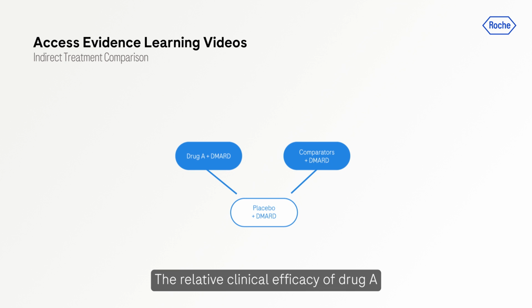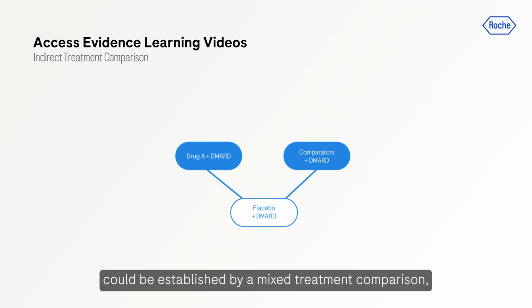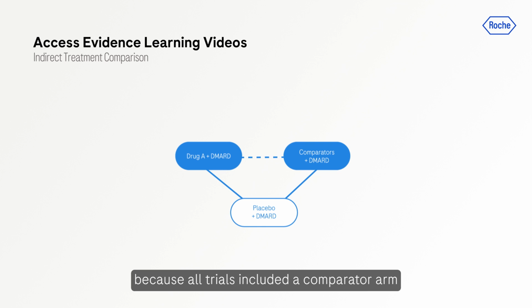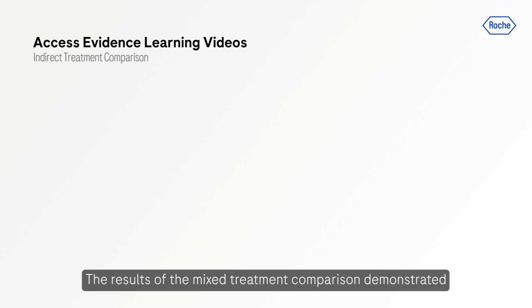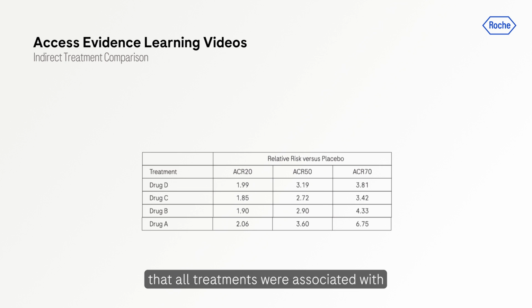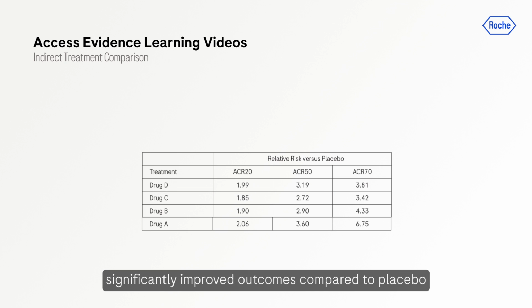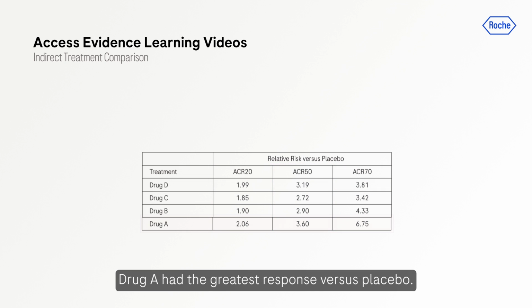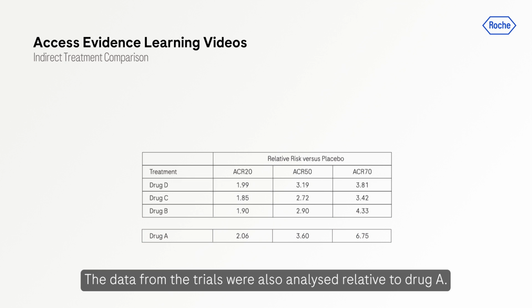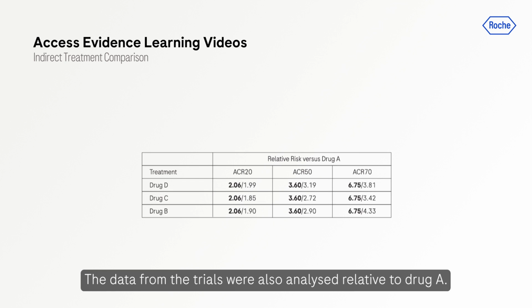The relative clinical efficacy of drug A could be established by a mixed treatment comparison, because all trials included a comparator arm containing patients treated with traditional DMARDs plus placebo. The results of the mixed treatment comparison demonstrated that all treatments were associated with significantly improved outcomes compared to placebo. In all response categories, that is ACR 20, ACR 50, and ACR 70, drug A had the greatest response versus placebo. The data from the trials were also analyzed relative to drug A.